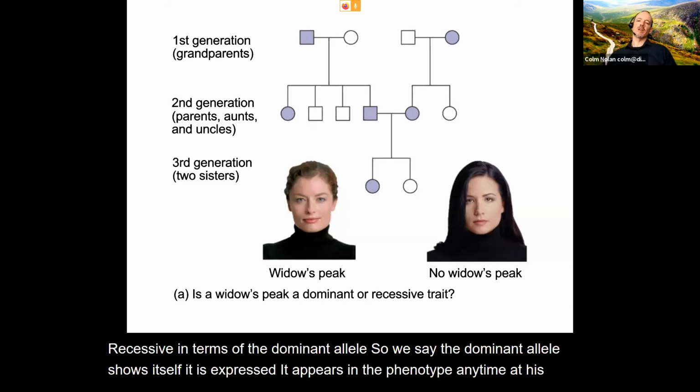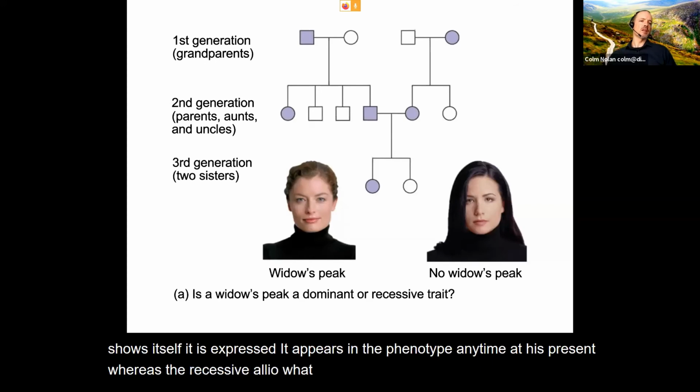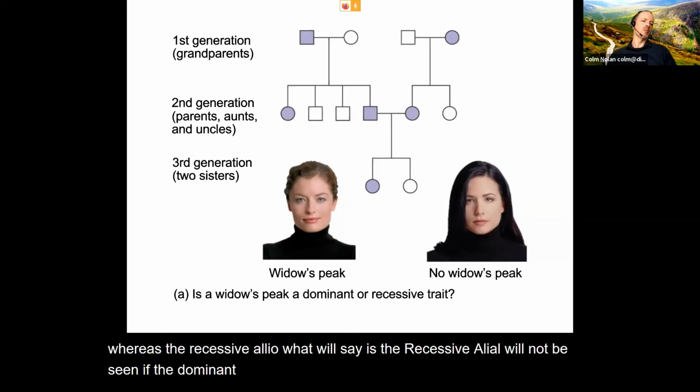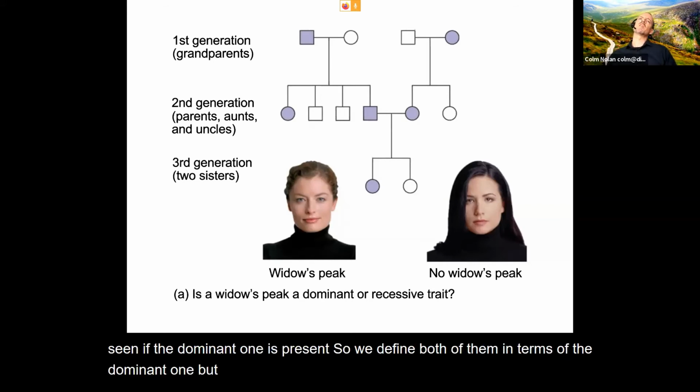Whereas the recessive allele will not be seen if the dominant one is present. So we define both of them in terms of the dominant one. But the question here, of course, is whether this is a dominant or a recessive trait?